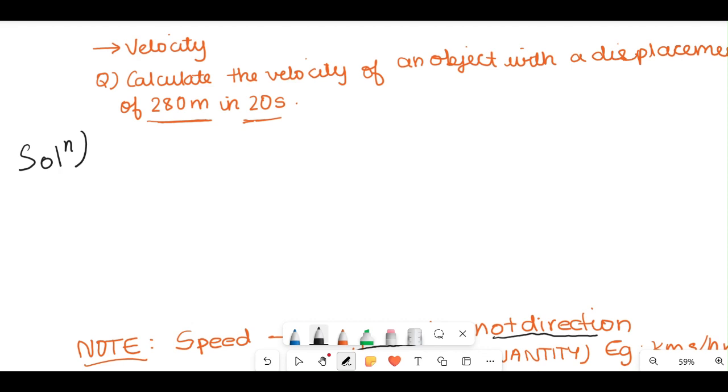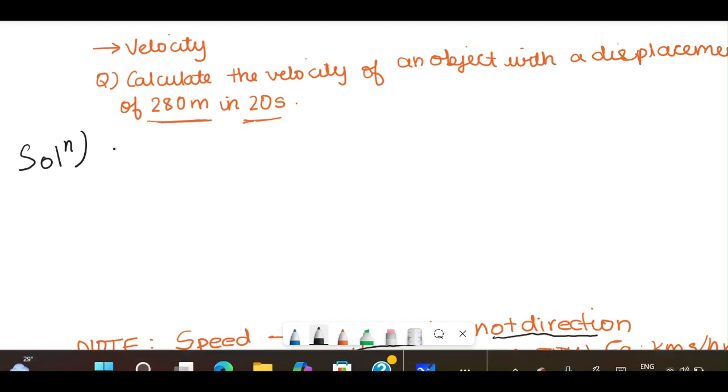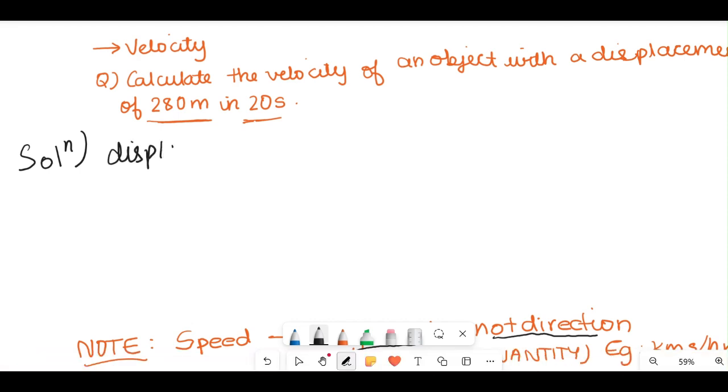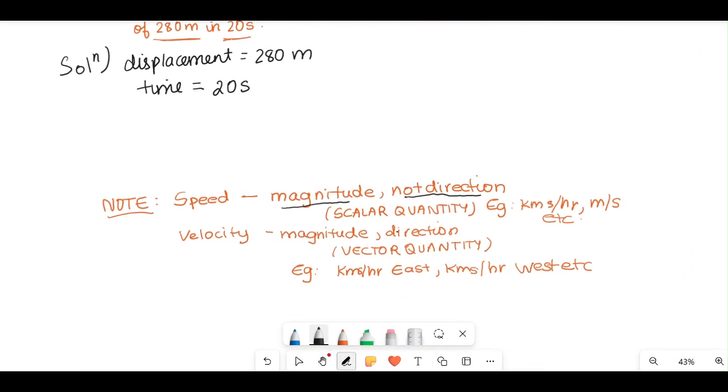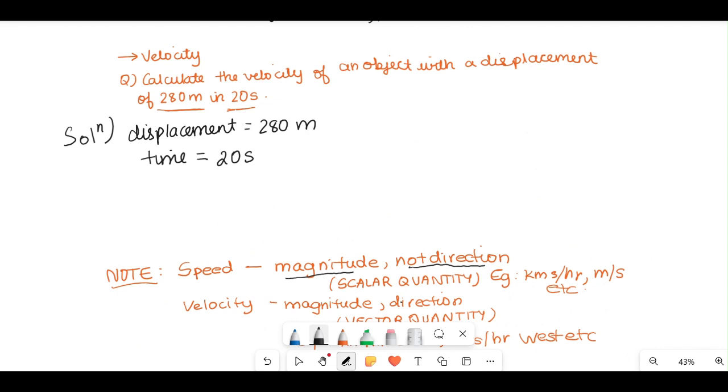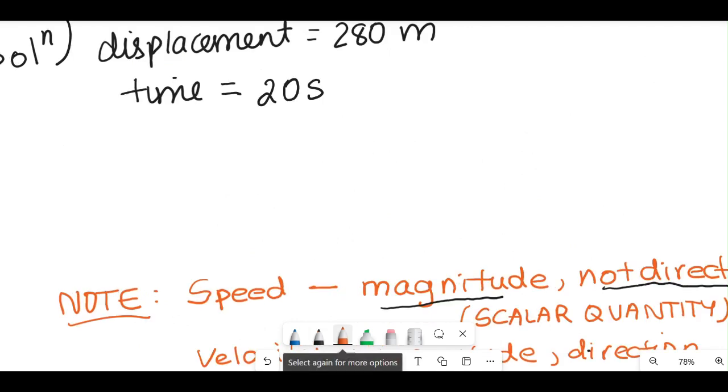We know, calculate the velocity of an object with a displacement we know is 280 meters. So let's write the displacement, which is 280 meters, and the time, that is 20 seconds. So we are given the displacement and we are given the time. We use the formula velocity equals the displacement.